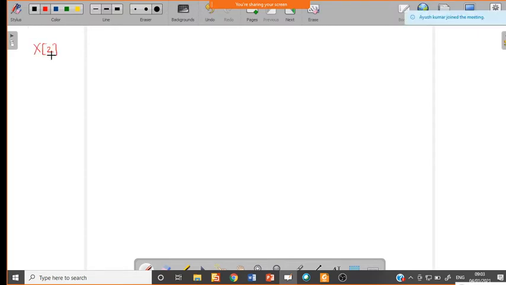We have to find the time domain signal for X of z, which is given by e power z plus e power 1 by z. Okay, so now this is the X of z which is given. Now we have to find out what is x of n. For this you have to use the series expansion, similar to your cos z, sin z, like that.